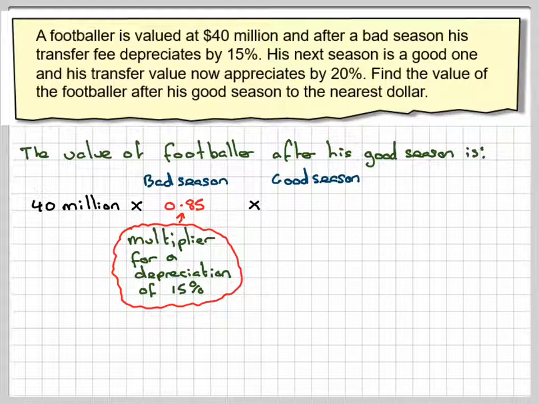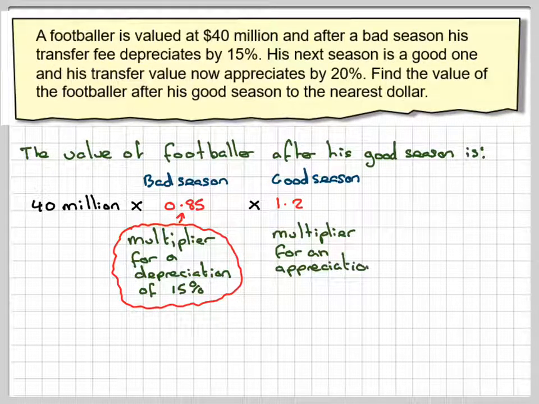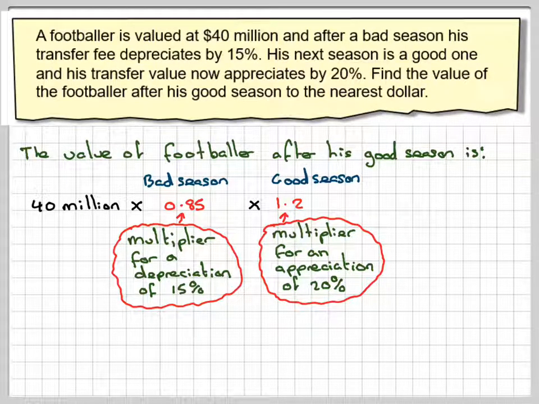We have a good season, and therefore he will now go up by 20%. So the multiplier for appreciation of 20% is 1.2. So we'll just work that out now on our calculator. We'll worry about the million later. So 40 times 0.85 times 1.2 will give me 40.8 million. So basically it's going to go down from here and then go back up.